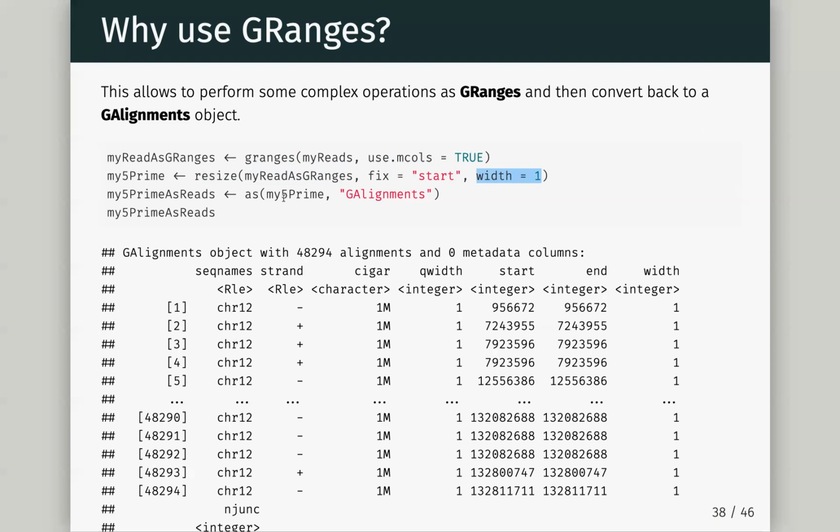And then I can turn that back into a GAlignments by doing as, telling it I want a GAlignments object, made from my GRanges. Again, this is a very specific example for ATAC-seq, but there may be reasons why you want to be able to manipulate your reads prior to starting to operate on them.